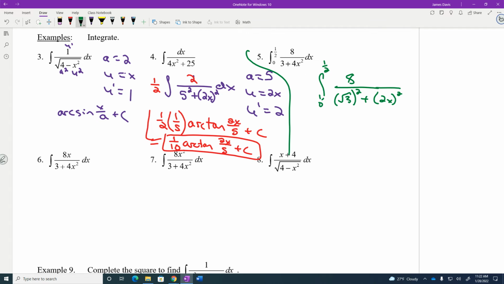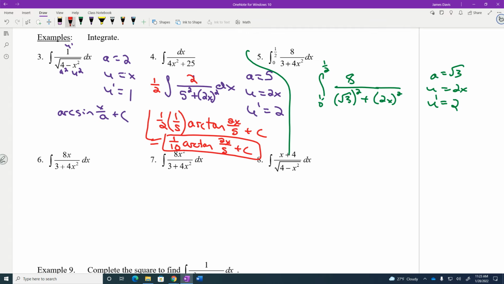So now let's try to pick out our a, our u, and our u prime. So a is square root of 3. U is 2x. U prime is 2. So here I've got to change something again. We need to make the top 2. It's not going to be the same exact strategy as the last one.